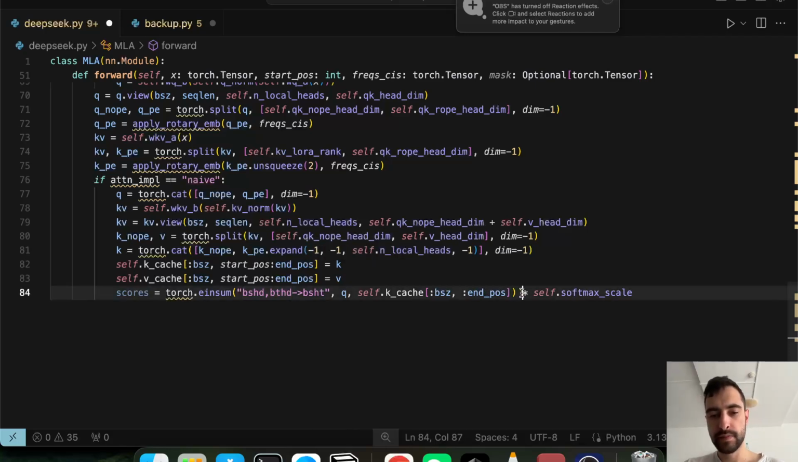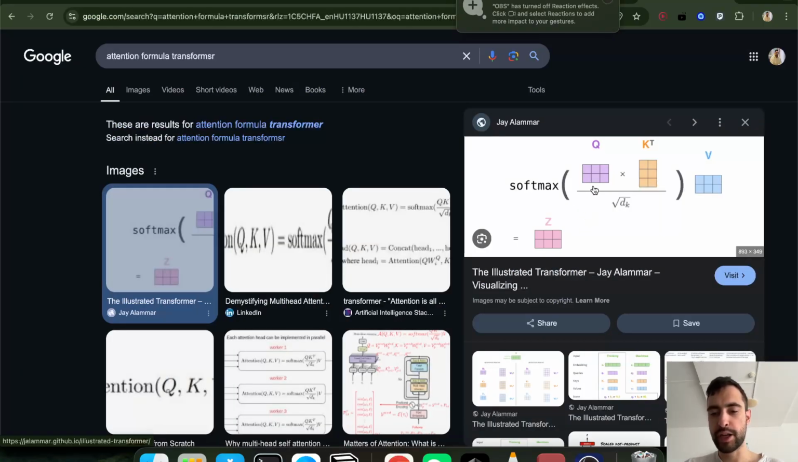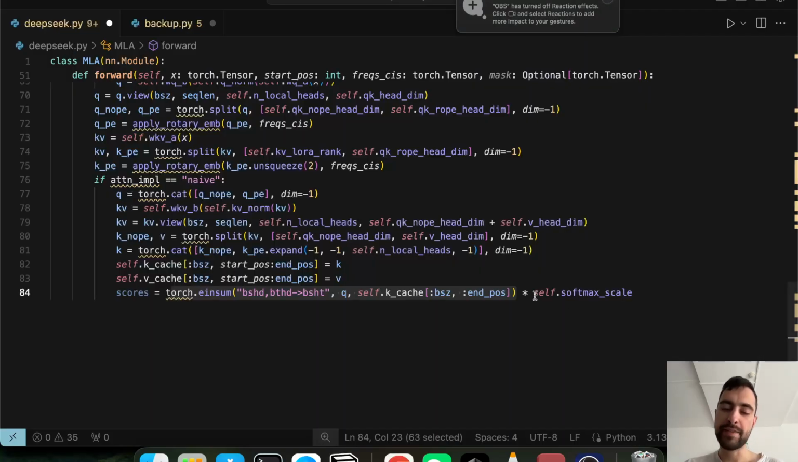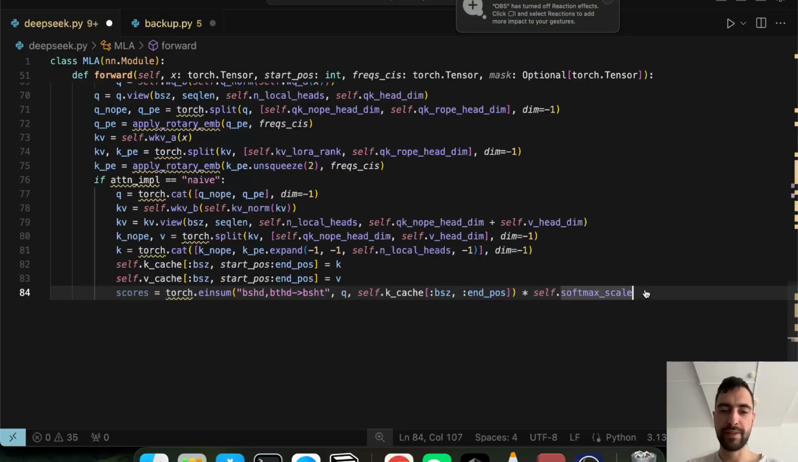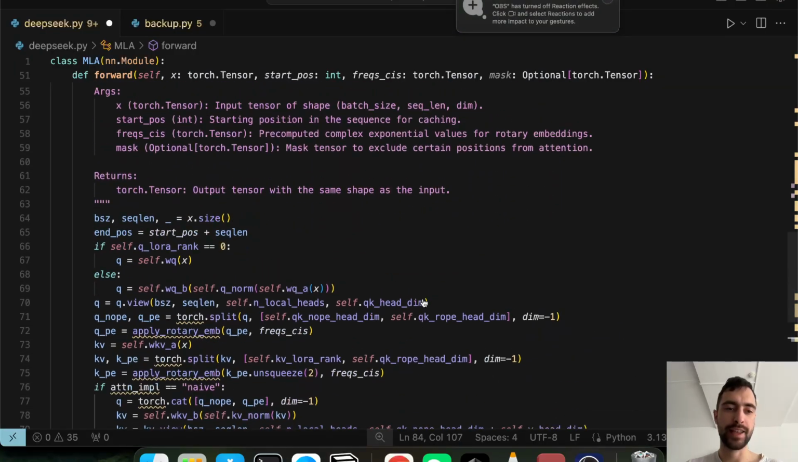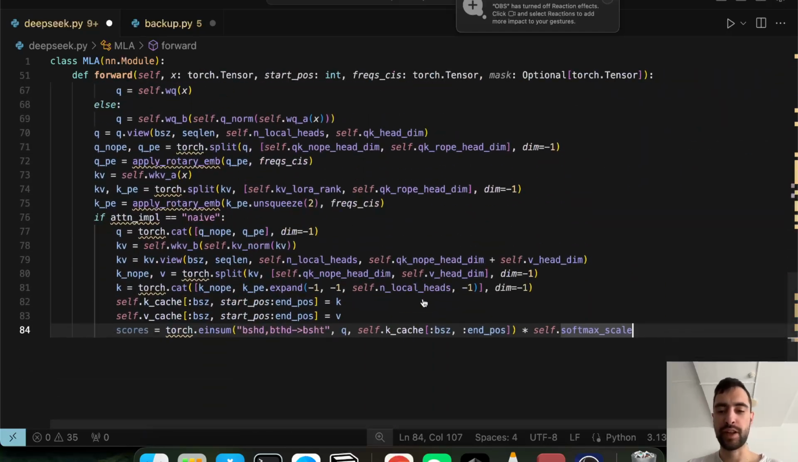And once we calculate that, we will get the attention matrix that I explained. I have it in my video. And then just softmax, applying this softmax scale. That's going to be the square root of the head dimension, or if we have a different softmax scale, if we are scaling, then it's going to be different.